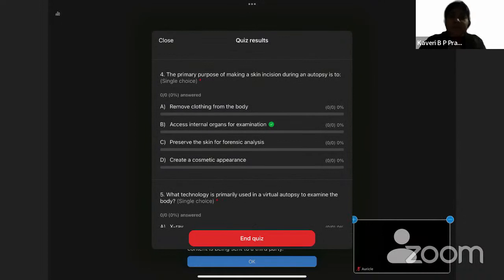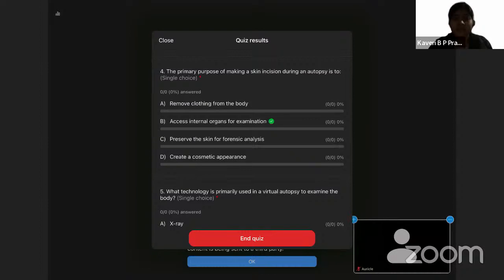The primary purpose of making a skin incision during an autopsy is to dash. Let's see the options: remove clothing from the body, access internal organs during examination, preserve skin for forensic analysis, create a cosmetic appearance. So what is the answer? The answer is option B, access internal organs for examination. What are the types of skin incision? You have I shape, Y shape, and U shape. You do this incision in order to open up the body and see the internal organs. So option B is the right answer.